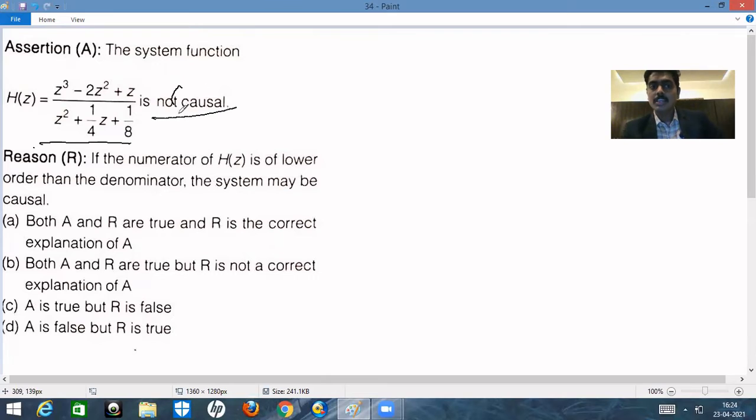But for causality we have another condition in the transfer function. What is it? If the numerator power is greater than the denominator power, definitely then the system may be causal. So they have given that the system function H of z is equal to z cube minus 2z square plus z by z square plus 1 by 4 z plus 1 by 8. They have given the statement that this function is not causal.